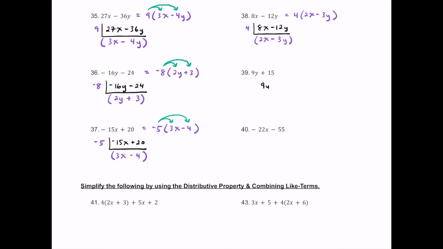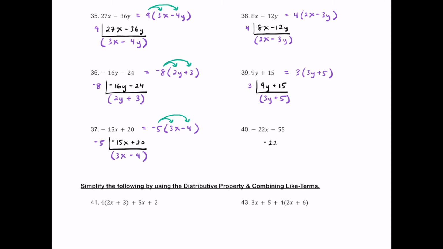Let's do a couple more here. So we have 9y plus 15. I think we can say a 3 goes in common with both: 3 times 3y, and 3 times a 5 gets you 15. So that's going to be 3 times the quantity of 3y plus 5. And then finally, we have one more in this section.